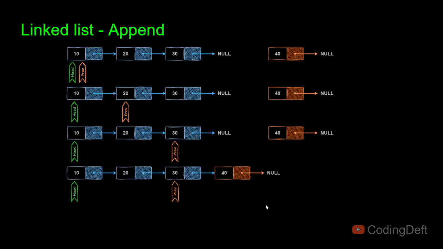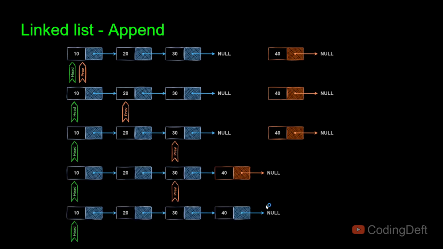So that's it. That is how we can append a node to the list. And finally, this is how our list will look like. We need not worry about this previous pointer because once we exit the method, that will be garbage collected. So let us go ahead and implement this append.